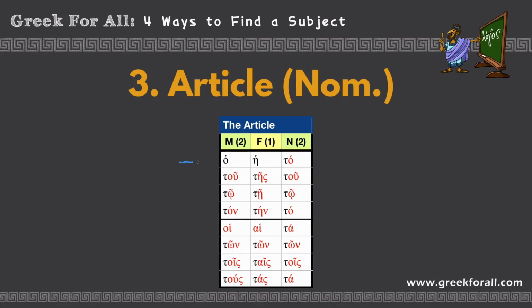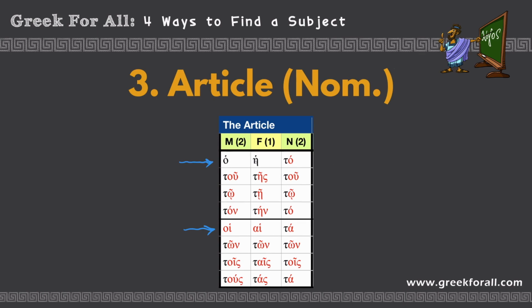So the third and my favorite way to find your subject is through the article, the nominative forms. So these articles in the nominative singular and nominative plural. If you learn them, you will be able to find your subject, because these articles, they precede the word in the nominative case, whether it is a noun, adjective, or a participle. And if it's in the nominative case, it is your subject.